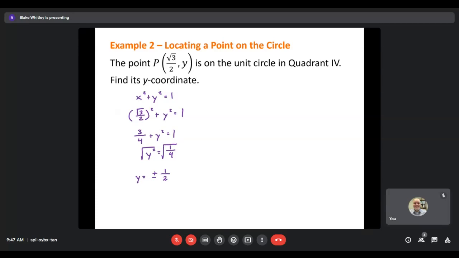That means there are two possible y values that could work in this ordered pair. However, they tell us that our point is in quadrant 4. If you think about quadrant 4, x values are going to be positive and y values are going to be negative, which means we're going to take the negative value here. So our answer is y equals negative 1/2.